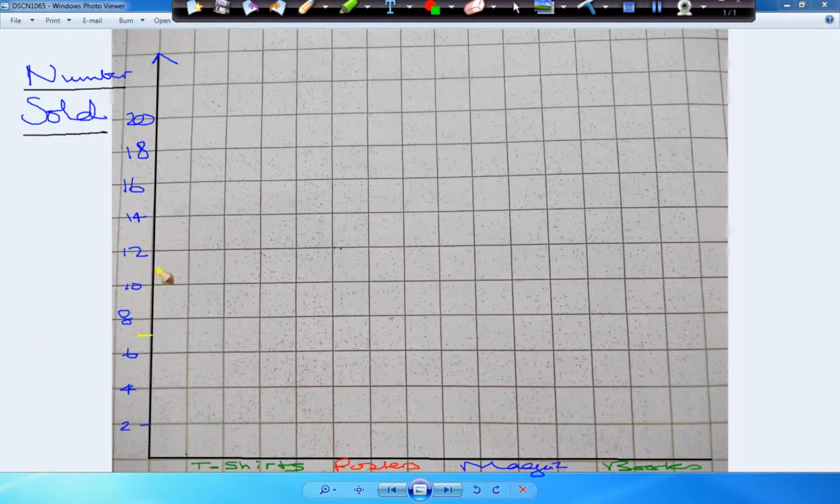We got 7, 10. 10 is nice and visible here. Okay, what else we got? We got 18 next, is that right? Yeah. 18 is there. Just mark them quickly. And what was the last one? 7. That's okay. That's done.